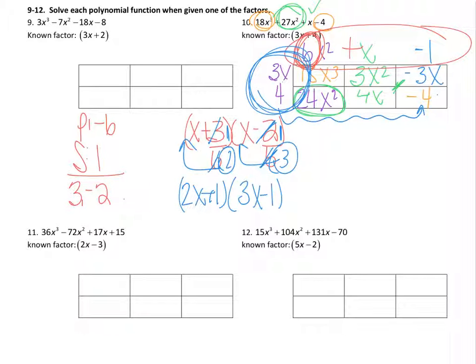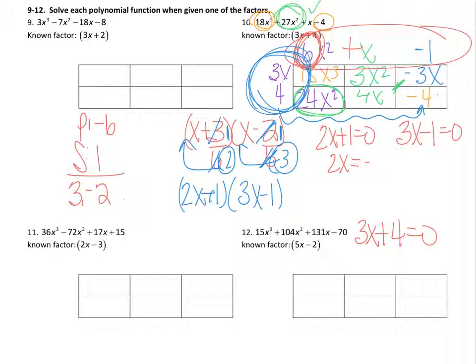Now I'm going to set each of those equal to 0 to solve. So I have 2x plus 1 equals 0. I have 3x minus 1 equals 0. And I have 3x plus 4 equals 0. The first I would subtract 1. That gives me 2x equals negative 1. When I divide by 2, I'm going to get x equals negative 1/2. That's the first answer.